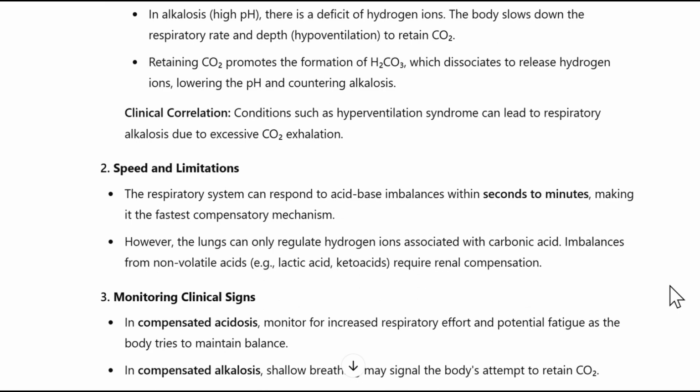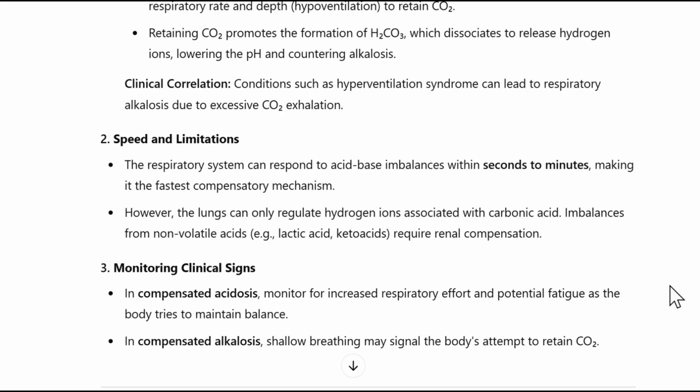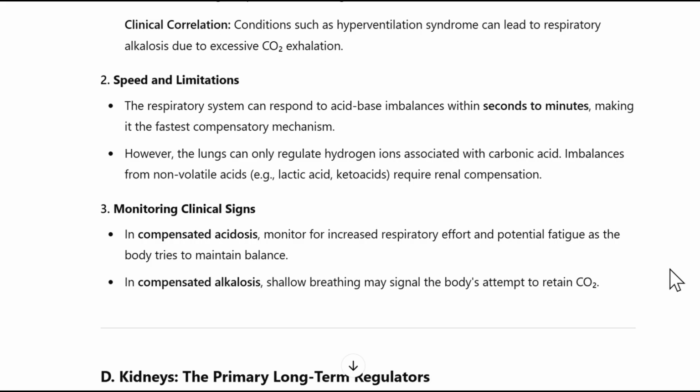2. Speed and limitations. The respiratory system can respond to acid-base imbalances within seconds to minutes, making it the fastest compensatory mechanism. However, the lungs can only regulate hydrogen ions associated with carbonic acid. Imbalances from non-volatile acids, e.g. lactic acid, ketoacids, require renal compensation.